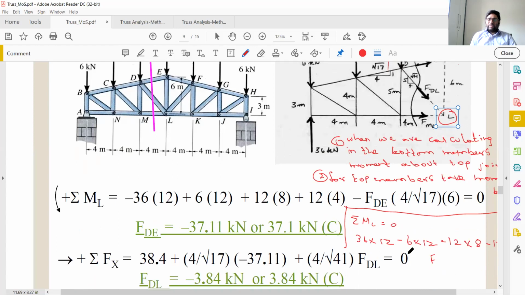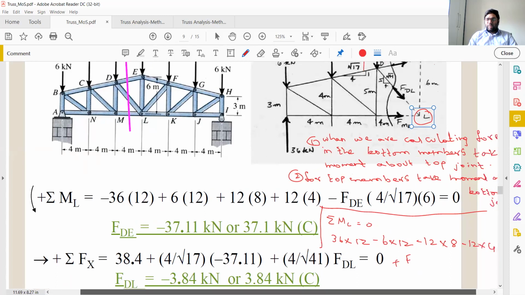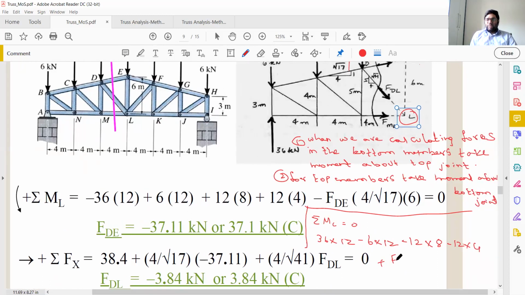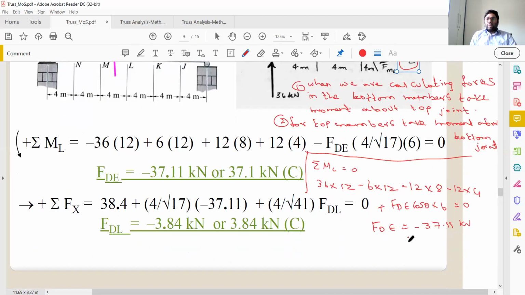So plus FDE into cos theta into 6 is equal to 0. So this will be 4 by root 17. So from this, FDE is equal to minus 37. I am just writing the answer. Kilonewton, or is equal to 37.11 kilonewton compression. Okay.